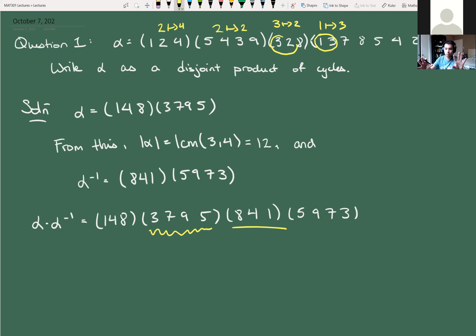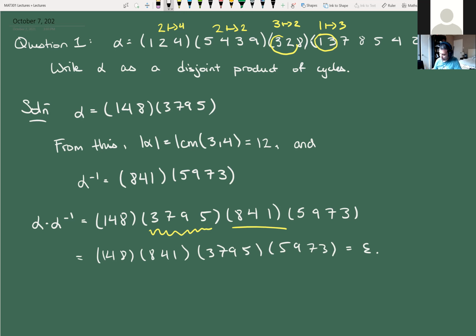And then once I have the 148 and the 841 together, they'll cancel out, right? So 148, 841, those 2 will cancel each other out. And then these 2 will also cancel each other out. And that will give you the identity permutation, right? So if you're given disjoint cycles, it really is just as easy as writing them backwards.